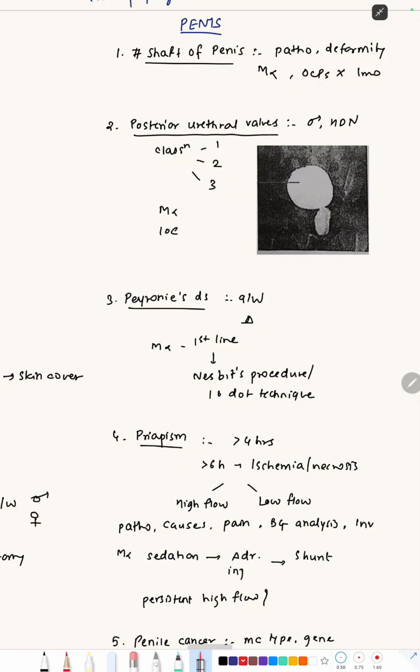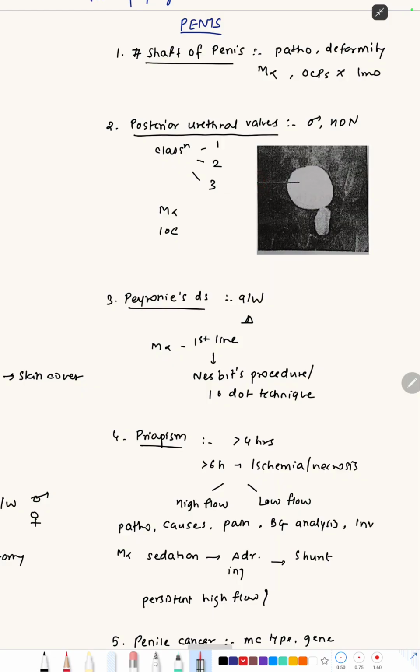Then posterior urethral valves are found only in males. In severe cases, it may be associated with hydronephrosis or recurrent UTIs. Then there is a classification called the Young's classification, and in the Young's classification, class 1 is the most common. Class 2 is rare, and class 3 is called the Cobb's collar.